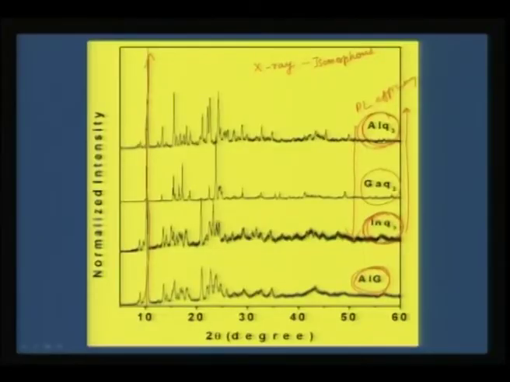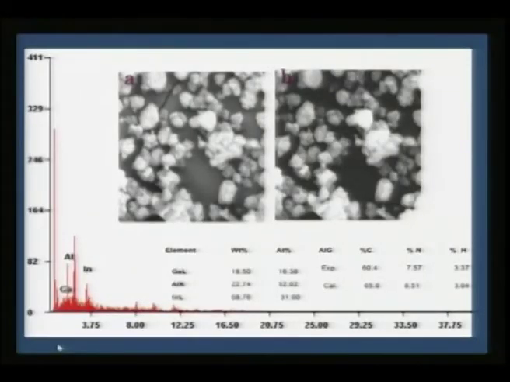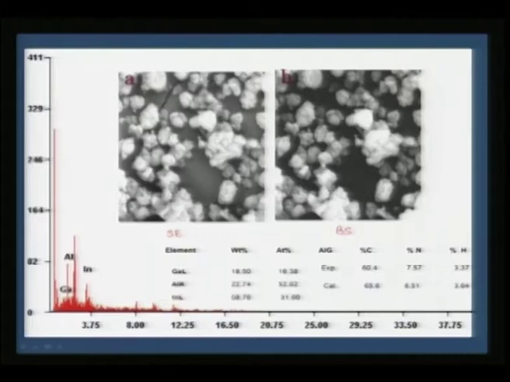So you can see the X-ray pattern is exactly matching with the individual compounds. How do we know that this is a solid solution? You can take the secondary electron image and the backscattered image. The backscattered image will give you a clue whether it is a simple mixture of all the 3 complexes together. In that image you will see they are all in different colors.